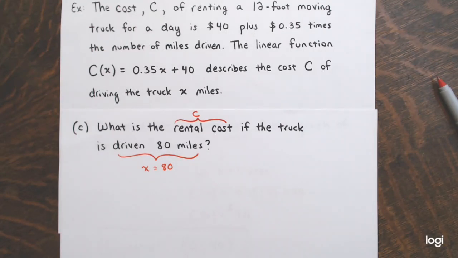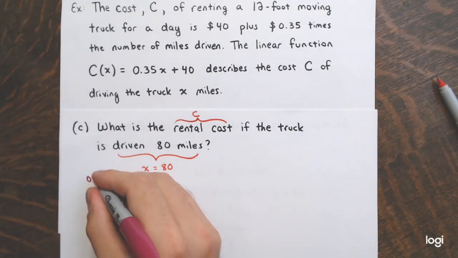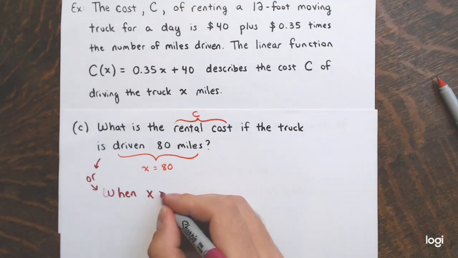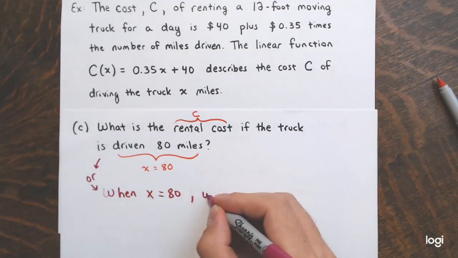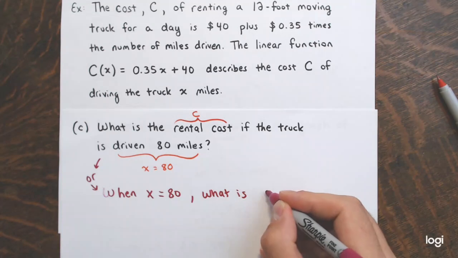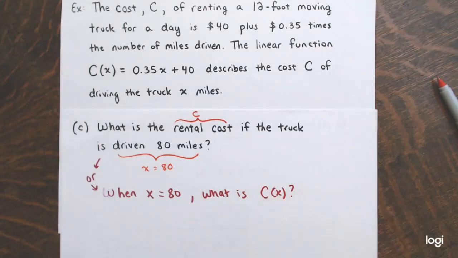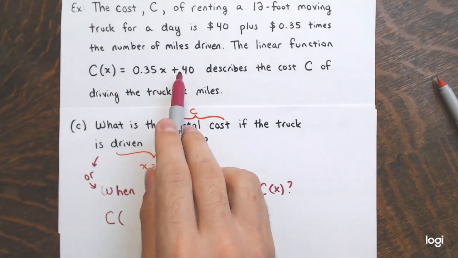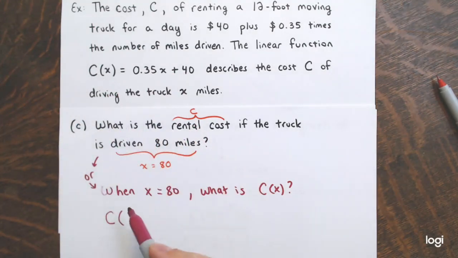So this is basically asking this question. You could also say this is asking the question, when X equals 80, when I've driven 80 miles, what is C of X? This is the same exact question. All right. So we're trying to just plug in 80 then. So what is the value of C at 80? So I'm just going through the rule here for the function and plugging in 80 for my input, plugging in 80 wherever I see X.